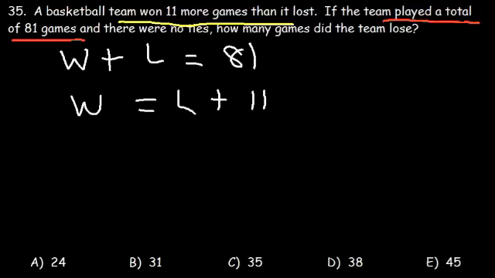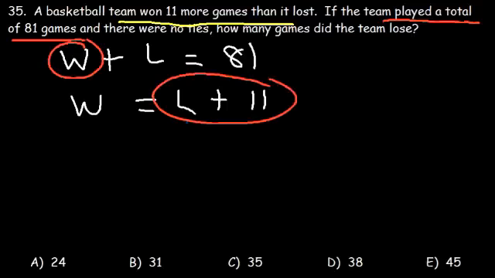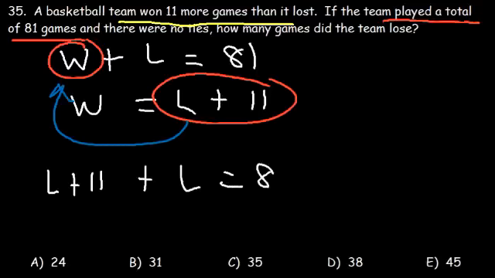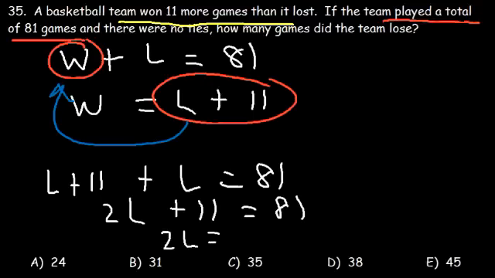So let's replace W in the first equation with 11 plus L in the second equation, since they equal each other. So what we now have is 11 plus L is 81. So therefore 2L plus 11 is equal to 81. If we subtract both sides by 11, 2L is equal to 81 minus 11, which is 70. And if we divide both sides by 2, 70 divided by 2 is equal to 35.